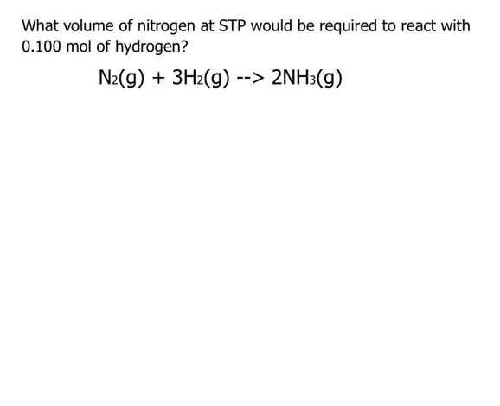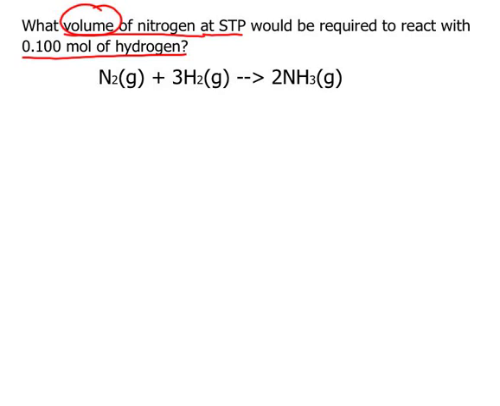So in this problem, we're trying to figure out what volume of nitrogen we need, because usually, we'll get nitrogen in a tank. We want to know how much there is at standard temperature and pressure to react with 0.1 moles of hydrogen in this particular reaction. So in this case, if we're looking for a volume of nitrogen, we're probably going to end up using the ideal gas law here.